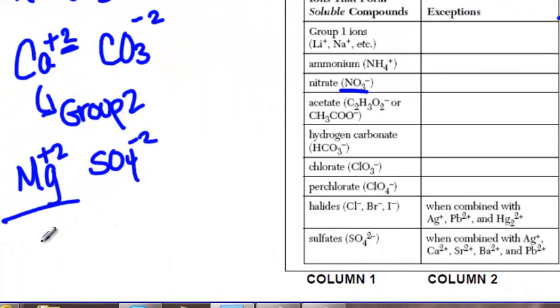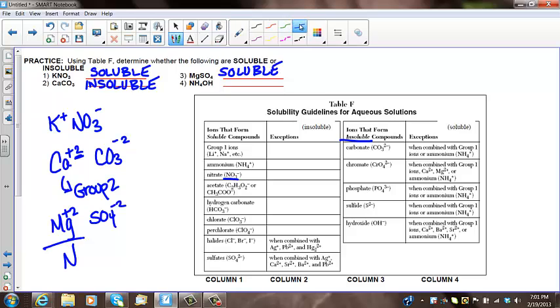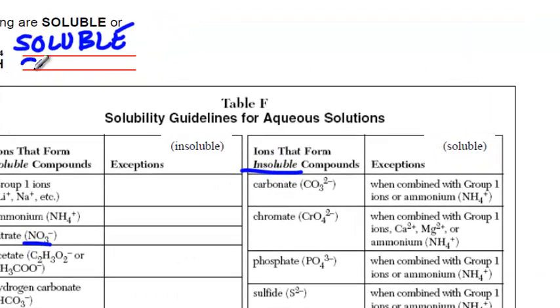And the last one, my NH4 is plus and my OH is minus. I don't see NH4 listed anywhere, but I do see OH listed. OHs are insoluble unless combined with group 1, calcium, barium, strontium, or ammonium. Oh, there's my exception, my ammonium. So this is not going to remain insoluble, but it is going to be soluble because I met the exception.